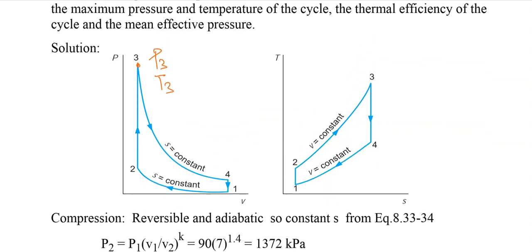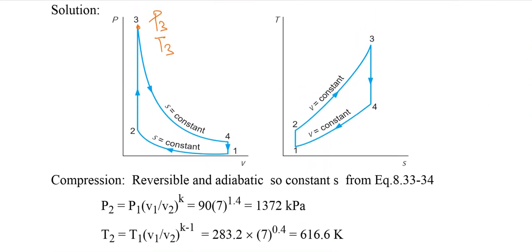So let's say, starting from 1, we can find the state number 2 and obviously proceed towards the state number 3. From state 1 to 2, we have the adiabatic compression as discussed. For the adiabatic compression, again P2 would be equal to P1 (V1 by V2) raised to power k.